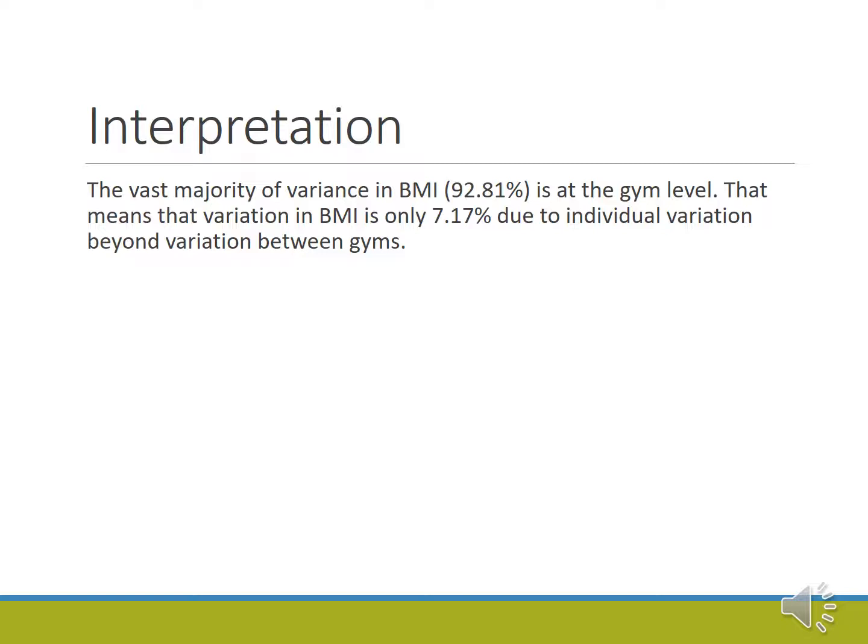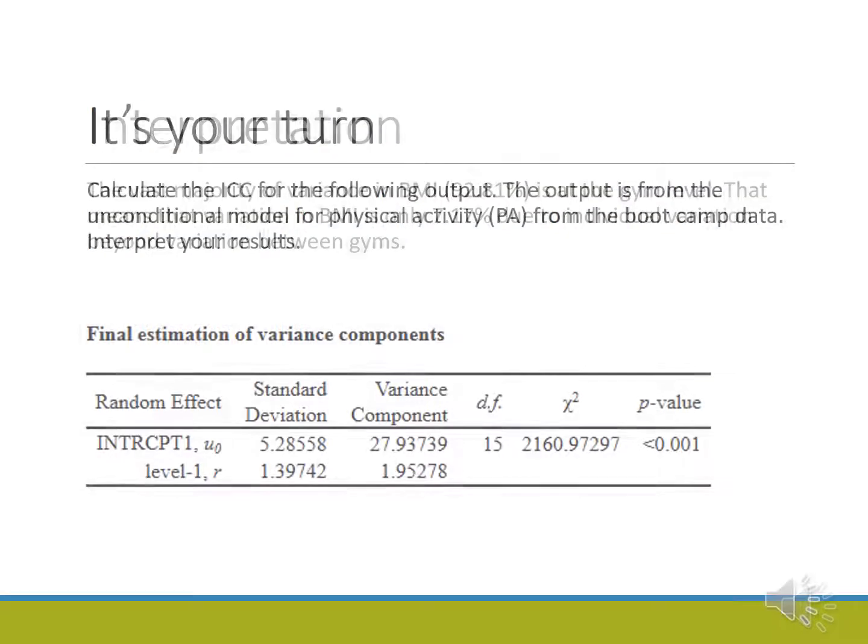So where do I get the 7.17? It's just 100 minus the 92.81. So any variation that is not on level 2 coming from level 1 would just be the reverse of that. So again, you won't see any ICCs that high, but this is the general interpretation that it's the variation at the cluster level. Whether that cluster is a gym, a school, a clinic, a hospital, a neighborhood, any of those, it really translates nicely.